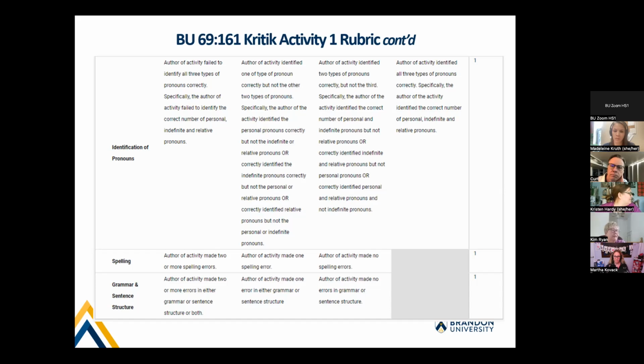And looking at identification of pronouns, spelling, grammar, sentence structure was another, and they were all equally weighted for 1. This particular group of students, I had, I think, 38, and I did 5 activities over the course, and they were given 2 weeks to complete the activities. Now, because we started a week late in the winter term, I had to compress the 5th activity, and they were only allocated a week.